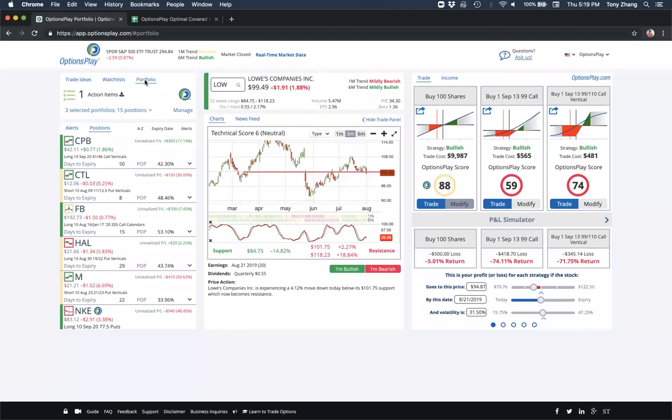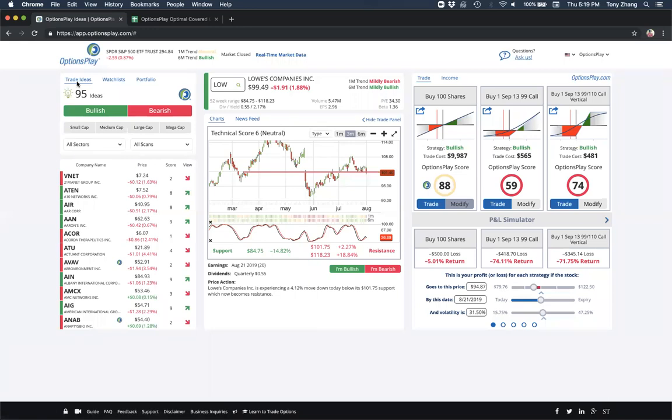Molly is saying timing to enter trades, most often third Friday of the month. You can enter a trade at any time, Molly. I don't believe you need to wait until the third Friday of every single month to enter a trade.